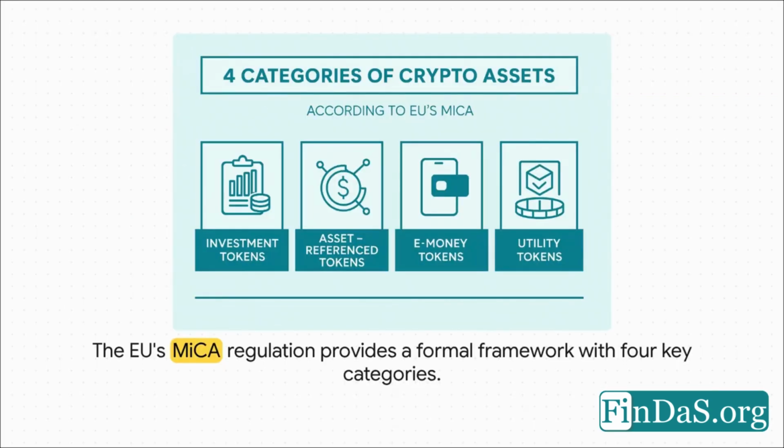A really great place to start is to look at formal regulatory frameworks, because these have real legal teeth. The European Union's MiCA regulation is a perfect example. It gives us a clear legal taxonomy, sorting crypto assets into 4 distinct buckets. Investment tokens, which are basically traditional securities, asset reference tokens, which are stablecoins backed by a mix of assets, e-money tokens, which are stablecoins backed by a single fiat currency, and finally utility tokens, which give you access to a service. This kind of legal clarity is absolutely vital for the industry to grow.